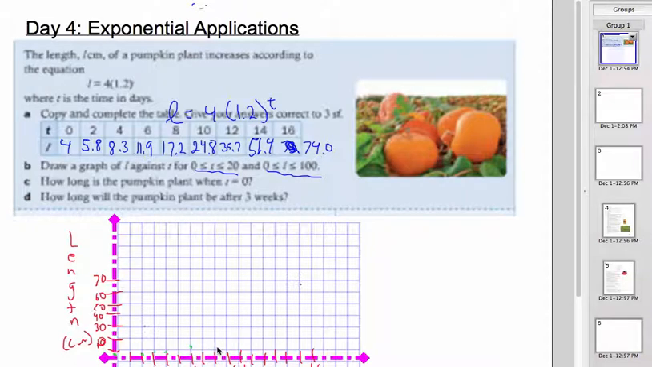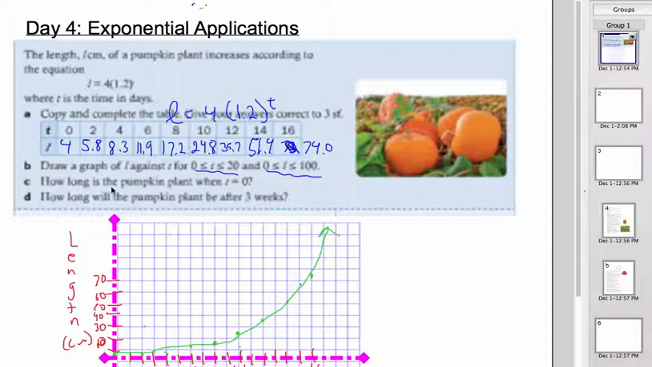Go over 2 more, 17.2. So we're not quite at 20. Go over 2 more, and we're up to 24.8. So we're seeing some increasing here. Go over 2 more, we're up at 35.7. Over 2 more, we're up to 51.4. And over 2 more, we're up to 74. So there's your graph. We can draw the curve now.